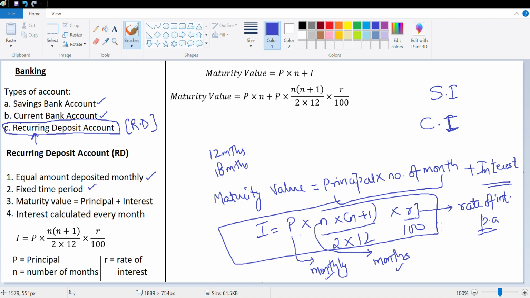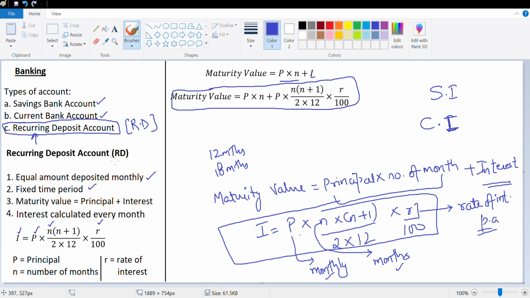So this is the interest, and the maturity value, like I said, is equal to the principal that you've paid in, which is principal per month multiplied with number of months plus I. So the maturity value is given by the formula P into N plus P into N plus 1 upon 2 into 12 into R upon 100. So these are the two important formulas from this chapter, and the whole chapter revolves around these concepts. If you notice, there is one variable I, one variable P, one variable N, one variable R. So 4 variables in this formula.